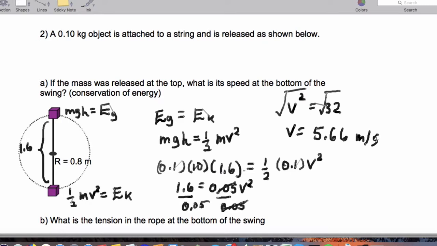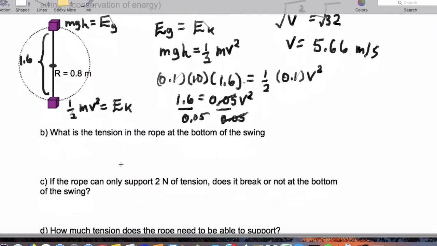Now we want to know the tension in the rope at the bottom of the swing. So we've got to be careful here. When we get the tension at the bottom of the swing, let's first begin by drawing a free body diagram of the situation. Because it's very tempting just to say, like I heard a couple people during the practice test, well, what's the formula for tension? And that's absolutely not how we want to approach these problems.